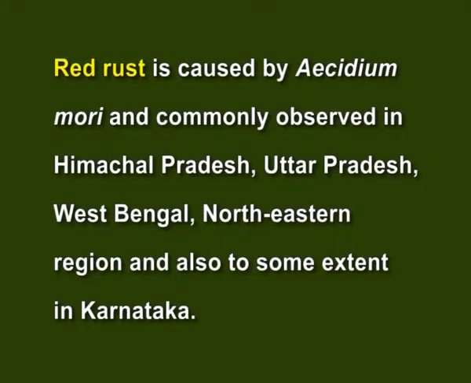Red rust is caused by Ascidium mori and commonly observed in Himachal Pradesh, Uttar Pradesh, West Bengal, northeastern region, and also to some extent in Karnataka. This disease causes up to 15% leaf yield loss. Red rust affects young buds, leaves, petioles and shoots. The symptoms are young buds become swollen with upward curling and with protruded golden yellow spots. The fungus spreads through vascular bundles.